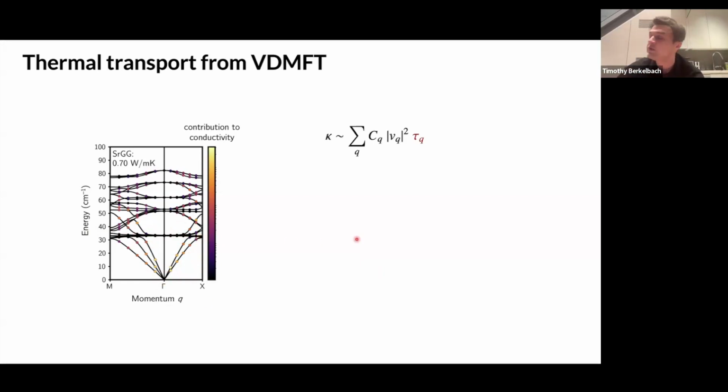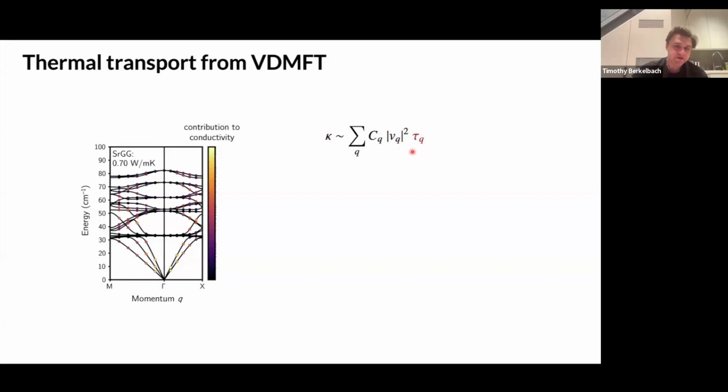And in a sort of cartoon picture, which maybe people know from something like relaxation time approximation or Boltzmann transport equation, the thermal conductivity basically has contributions from the heat capacity of a given mode, the group velocity of that mode, and the lifetime of that mode.